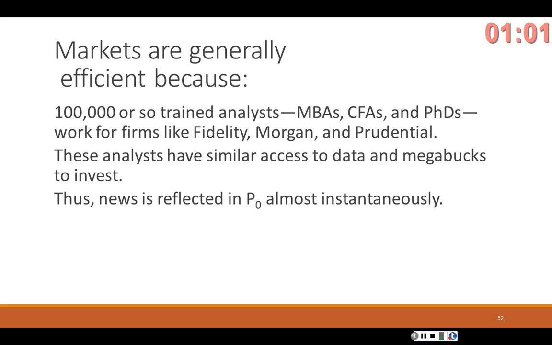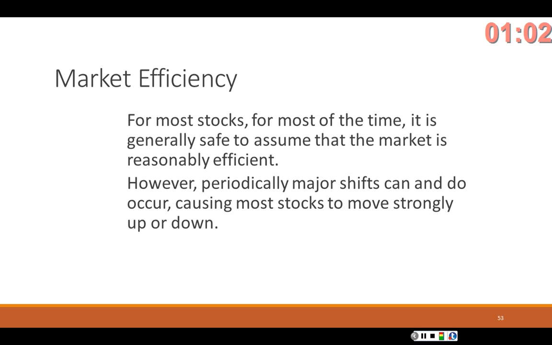The problem with proving whether or not the market is efficient is that research uses joint testing. They test whether a particular strategy can beat the market. So if there is a strategy that can beat the market, it has not yet been tested. But strong form efficient markets hypothesis does not hold. For most stocks, most of the time, it is safe to assume that the market is efficient. However, periodic major shifts can and do occur, causing some stocks to move strongly up or down.